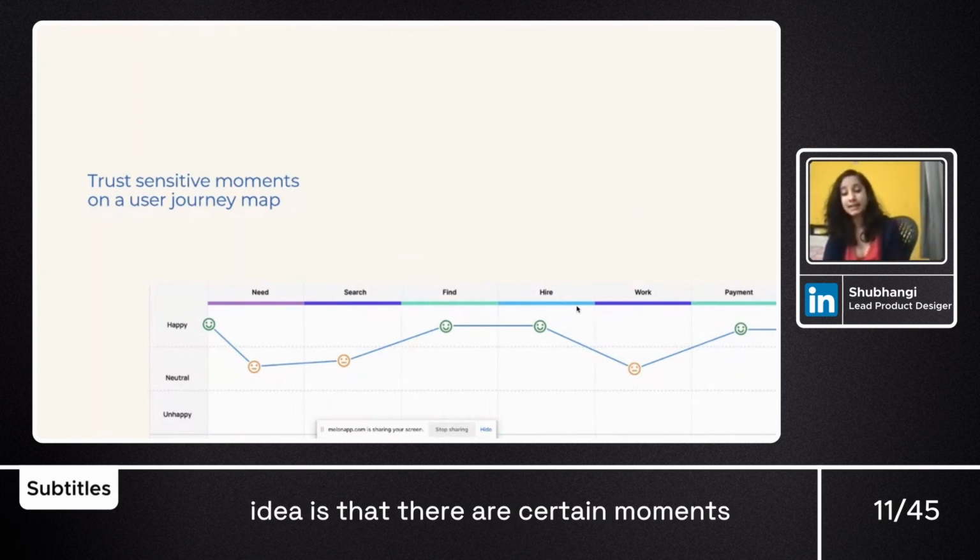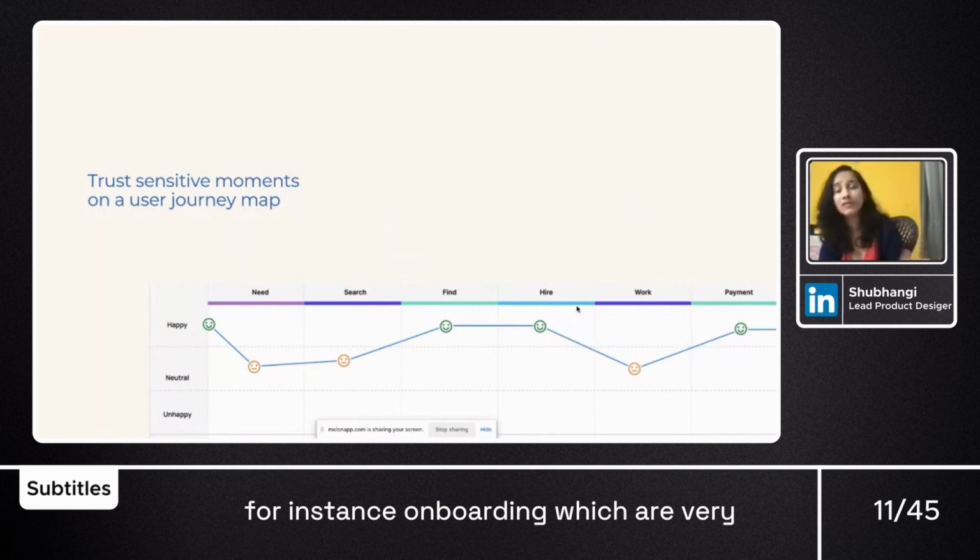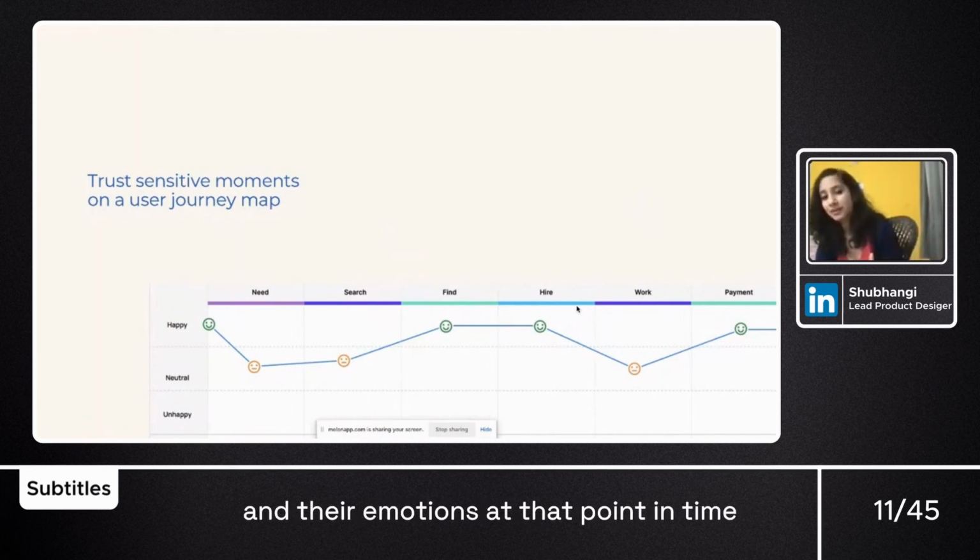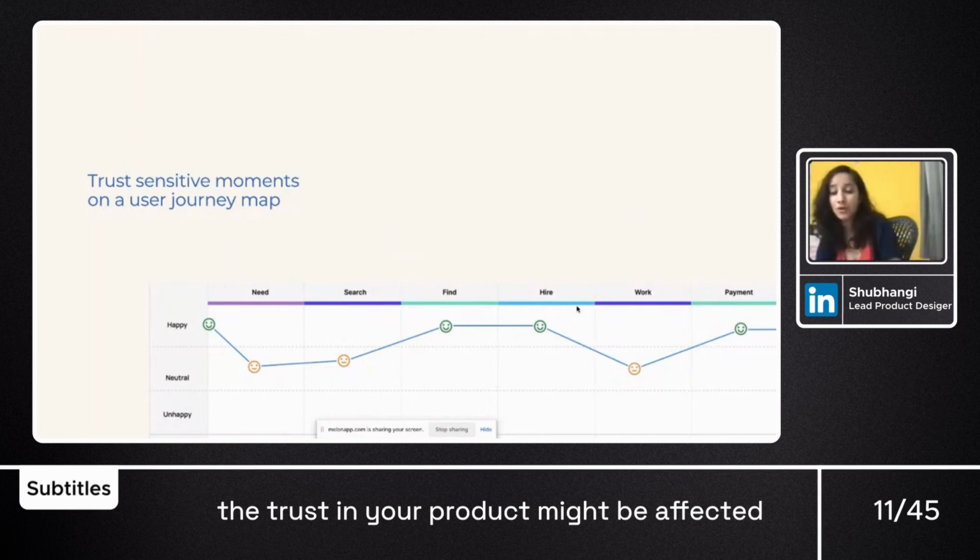And the idea is that there are certain moments, for instance, onboarding, which are very trust sensitive, and depending on that and their emotions at that point in time, the trust in your product might be affected.